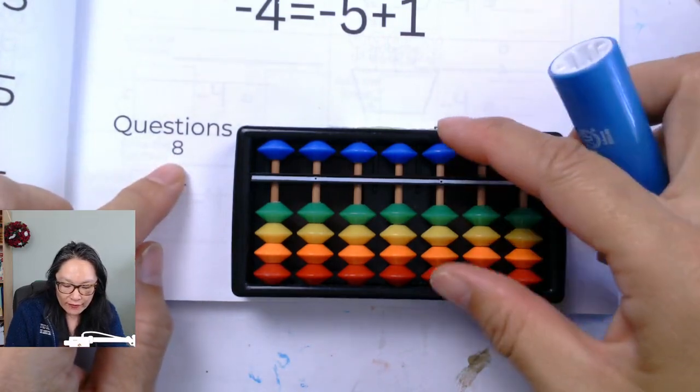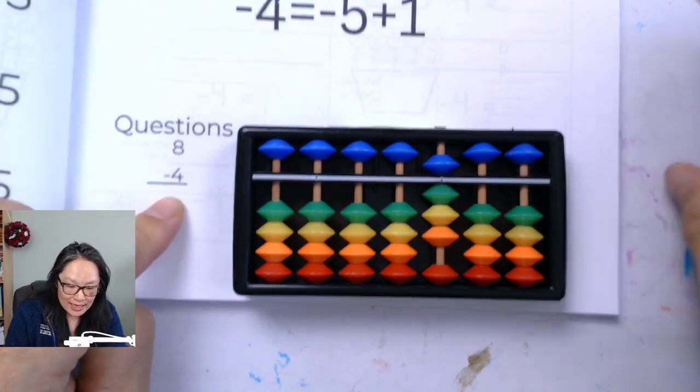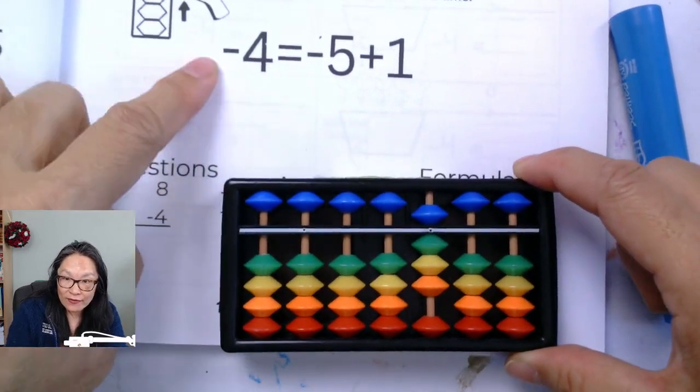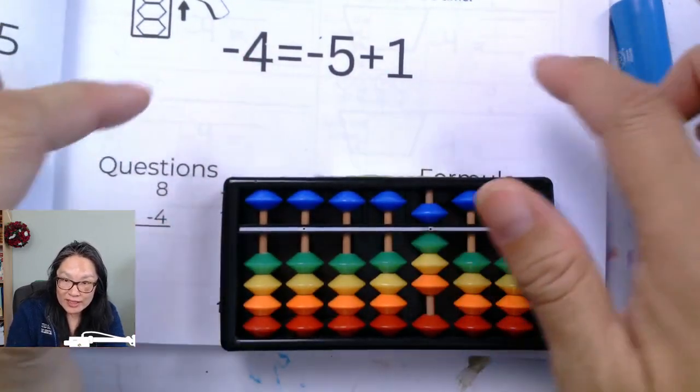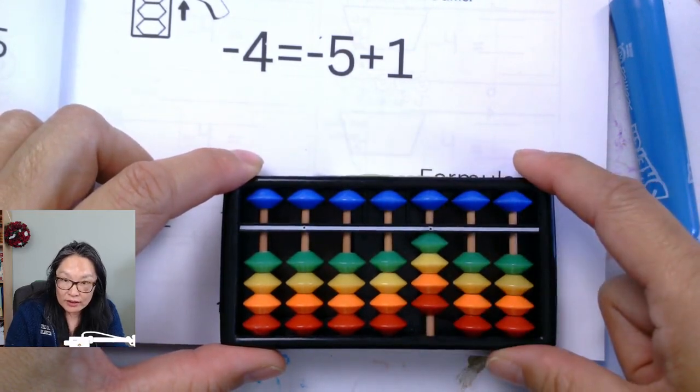So again, my question is 8, and I want to take away the 4, that's what I'm going to do. So to take away the 4, I know I'm going to minus the 5 plus the 1. I have now been given directions. All I got to do is minus the 5 and plus the 1. And my final answer is 4.